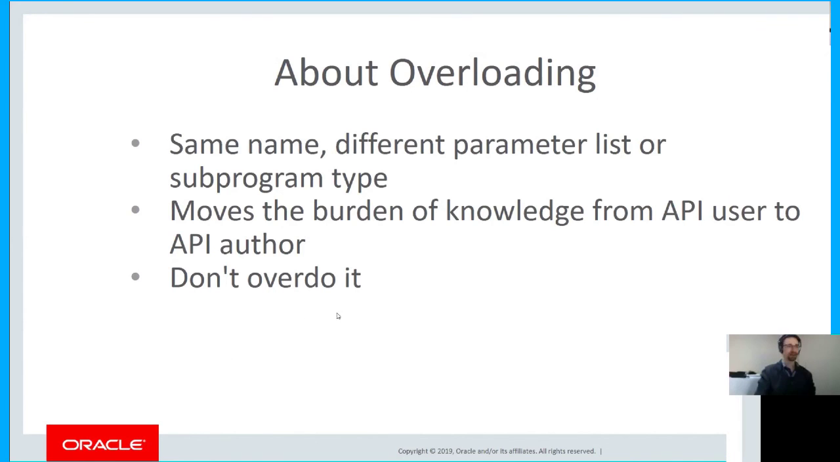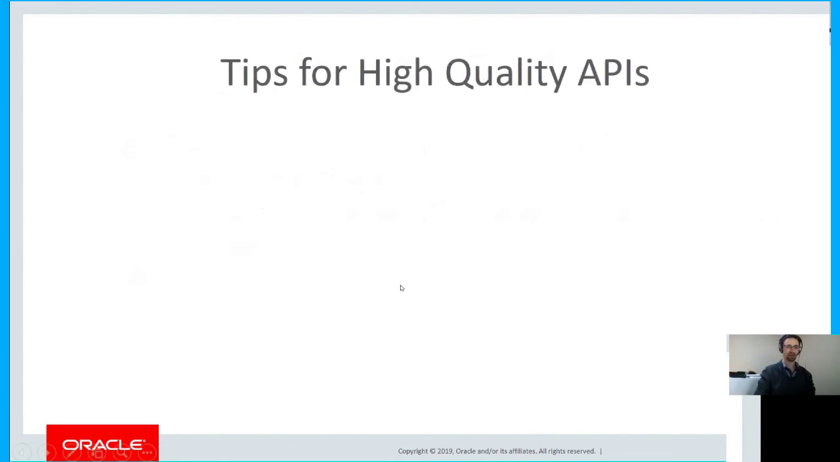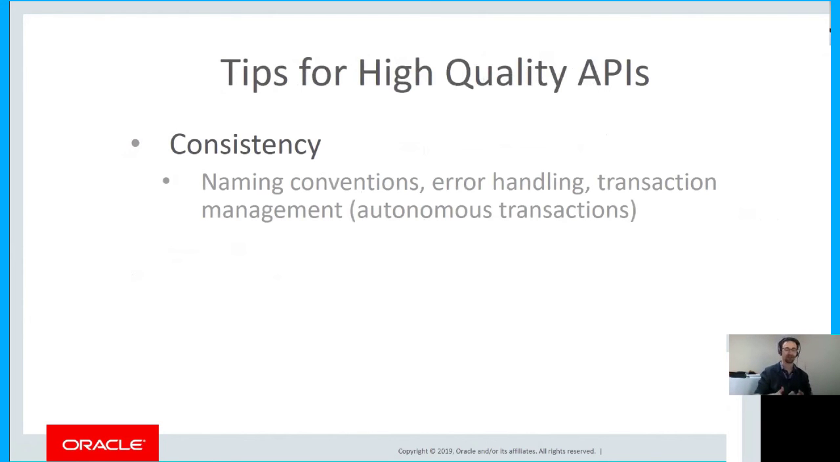All right then, so let's finish up. We'll talk about some tips for high quality APIs, and of course feel free to add your own at this point or disagree with anything we're saying here. So first up is consistency about how you're writing them. How are you naming your packages so you know what kind of code belongs in each?